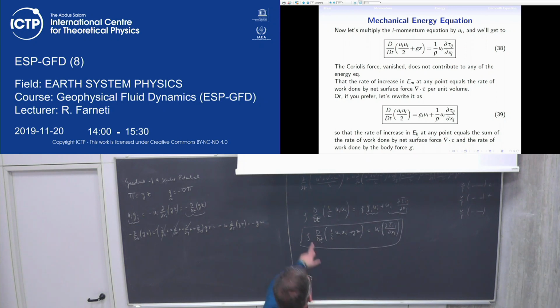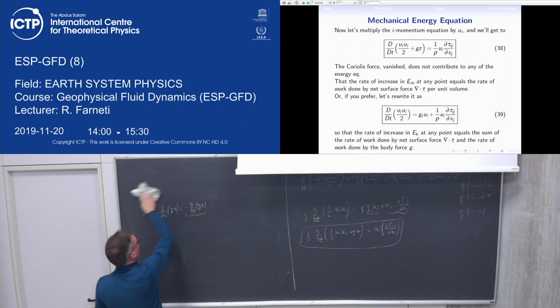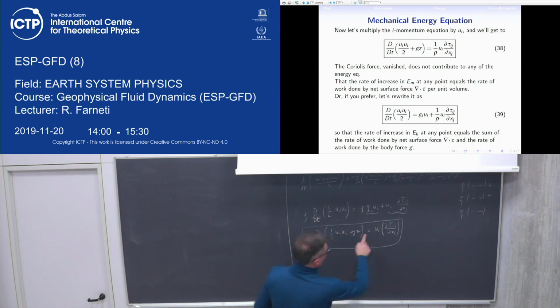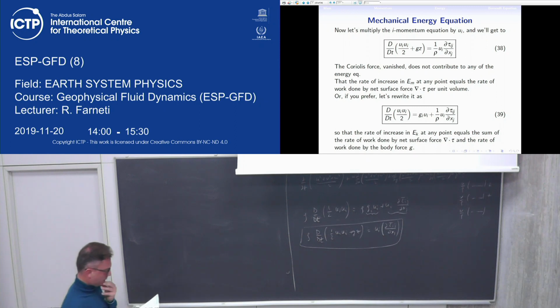Okay, so the rate of increase in kinetic energy equals the sum of the rate of work done by the surface force, the second term on the right hand side, and the rate of work done by the body force, the first term on the right hand side. So this term is the rate of work done by the surface force. And it's given by the velocity times the force, or the stress, on the element of fluid.